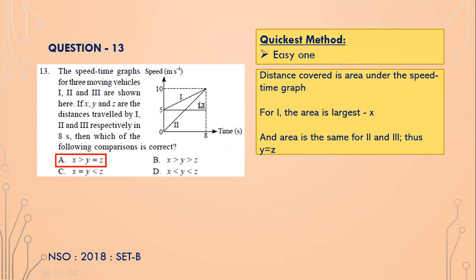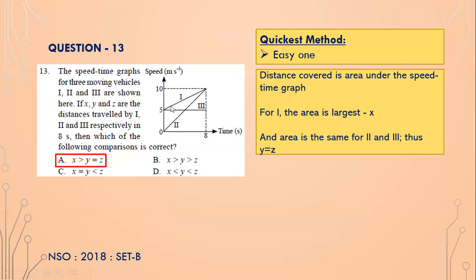So again, what is the distance? Distance is the area under the speed time graph, isn't it? Distance will be the area under the speed time graph, because velocity is meters upon second. And if you want to find distance, it is velocity into time. Distance is velocity into time, which is the area under the speed time graph.